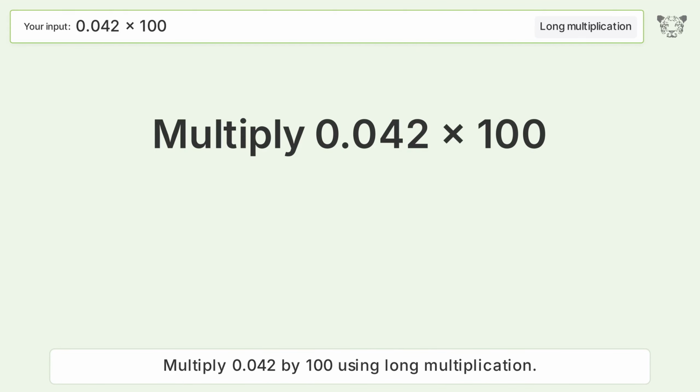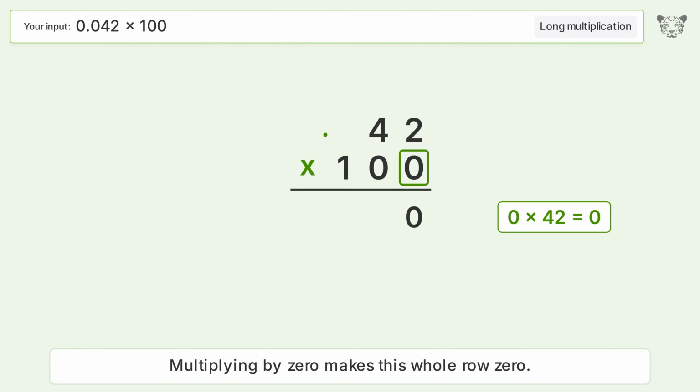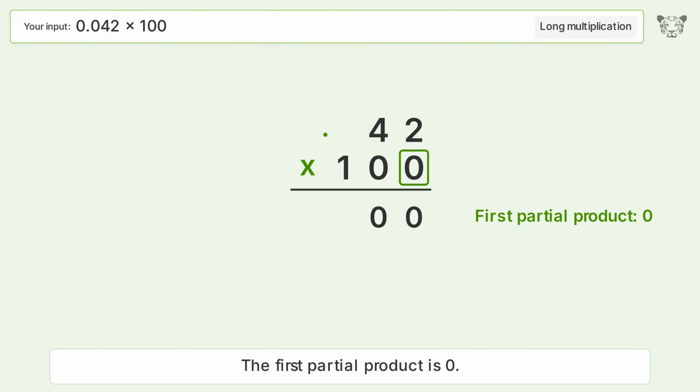Multiply 0.042 by 100 using long multiplication. Start with the ones digit, 0. Multiplying by 0 makes this whole row 0. The first partial product is 0.